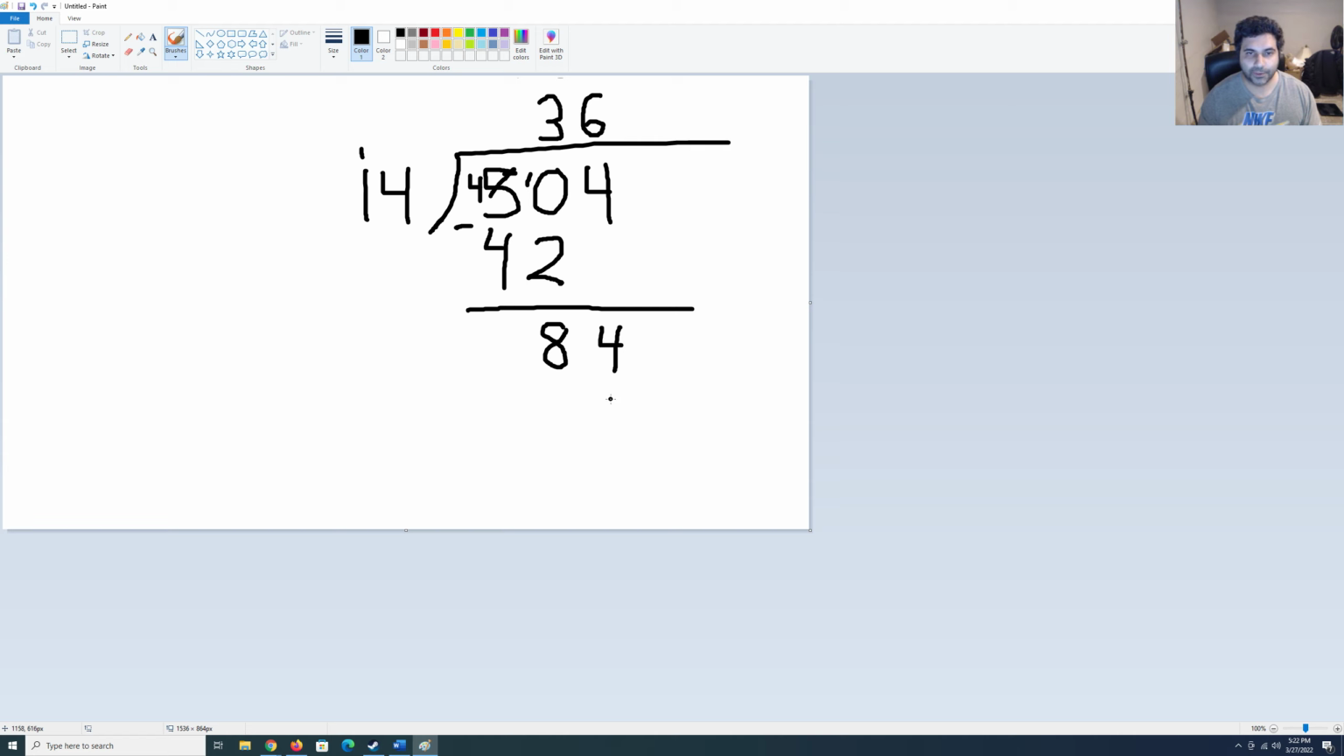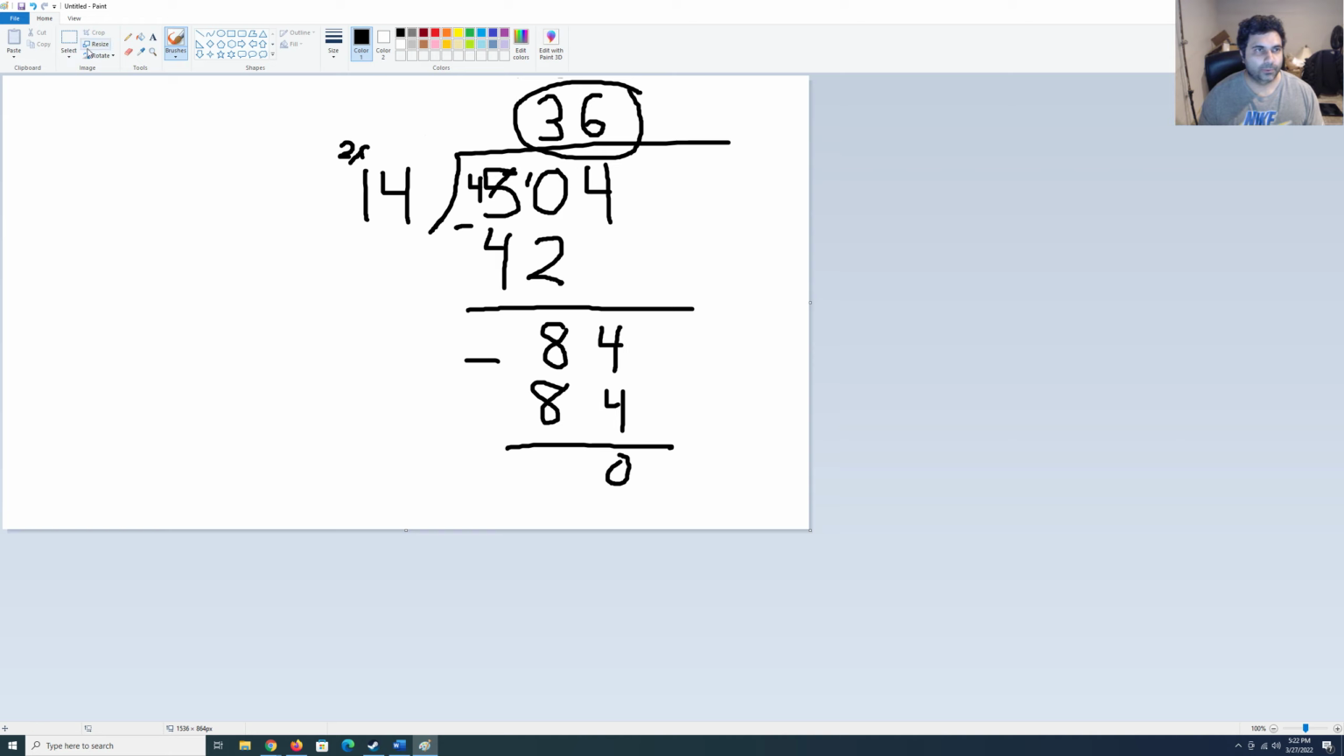6 times 4 is 24. So that's a 4, and then this goes away. We carry the 2. 6 times 1 is 6, plus 2 is 8, and that's 84. And now when you subtract, there's nothing left. So 504 divided by 14 is 36. Okay? And that's the simplest long division. We could have picked a number that doesn't divide evenly, and that might be a little bit more advanced, but we could do that as well. But just 504 divided by 14 is 36.